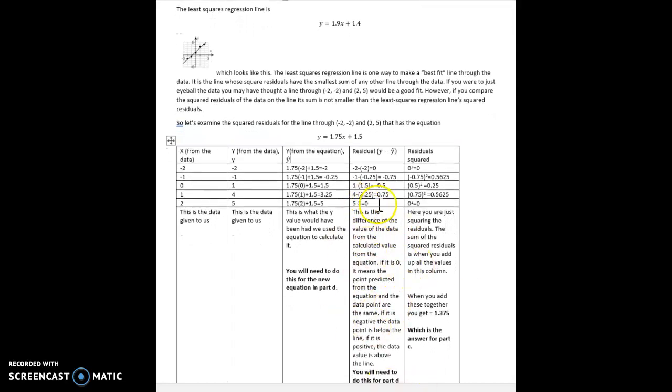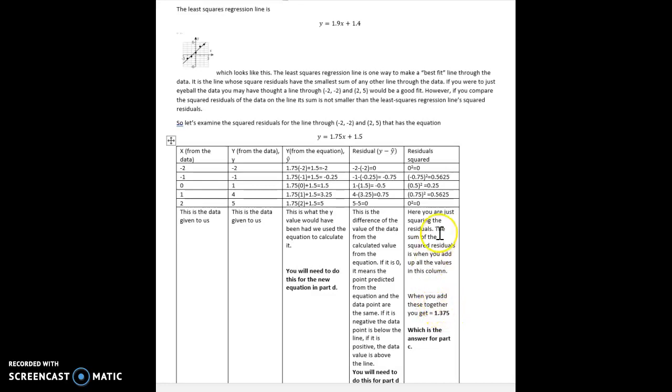Then we go through and do the squared residuals. All we're going to do is take each residual and square it. So 0 squared is 0, -0.75 quantity squared is 0.5625, etc. Then to find the sum of the squared residuals, you just add up these values and you get 1.375, and this is the answer for C.